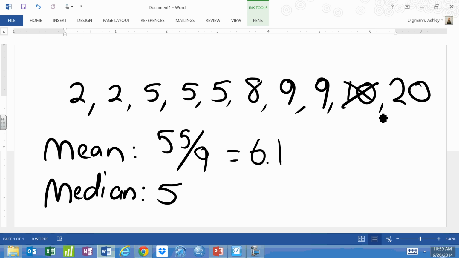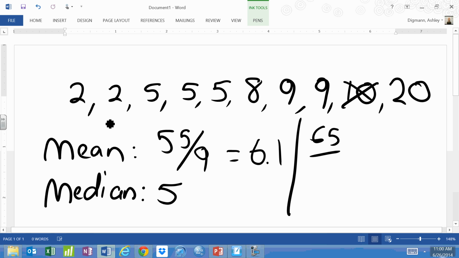So now let's do the same thing and let's calculate our mean of this set of data. So we're going to add them all back up. 2 plus 2 plus 5 plus 5 plus 5 plus 8 plus 9 plus 9 plus 20. And I got a total of 65.